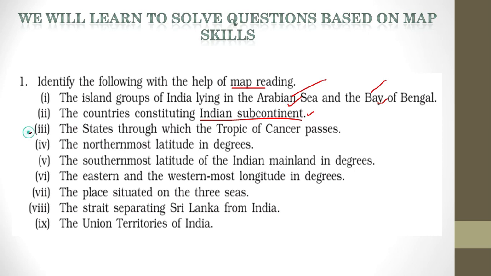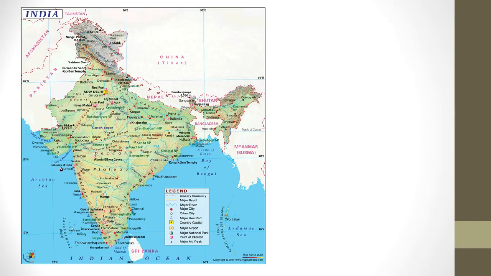Let us see the third question now, the states through which the Tropic of Cancer passes. Now students, if you remember the notes, we have already studied the states through which the Tropic of Cancer passes. Here at 23.5 degrees north of the equator you can find the Tropic of Cancer, and let us see a very short trick to remember all the states through which this Tropic of Cancer passes. We will see this trick as Garam Jha Pa Ba Atma. Now let us try to decode what this is.